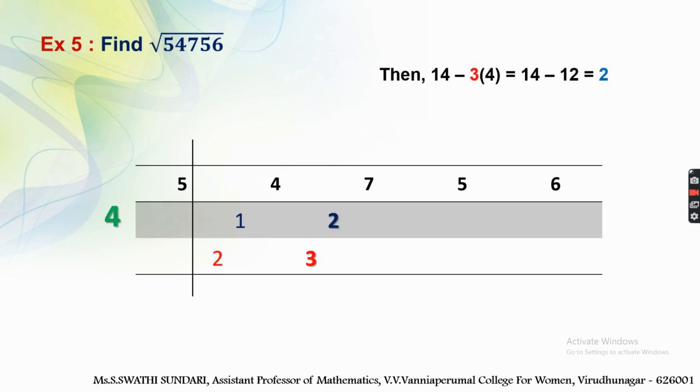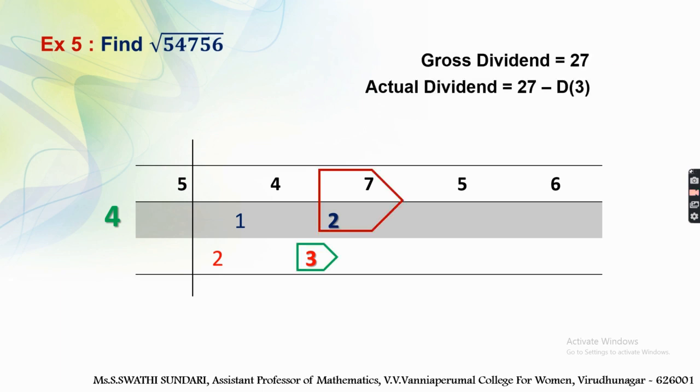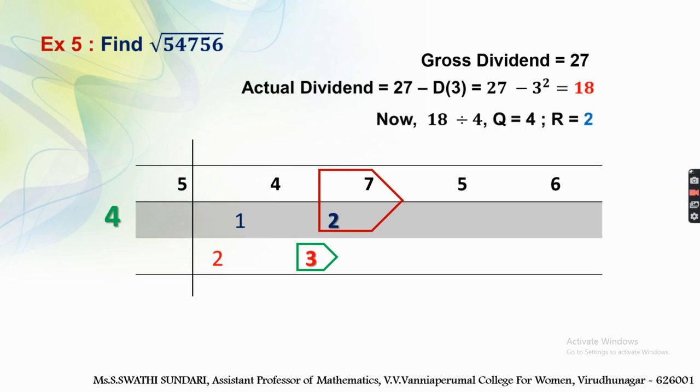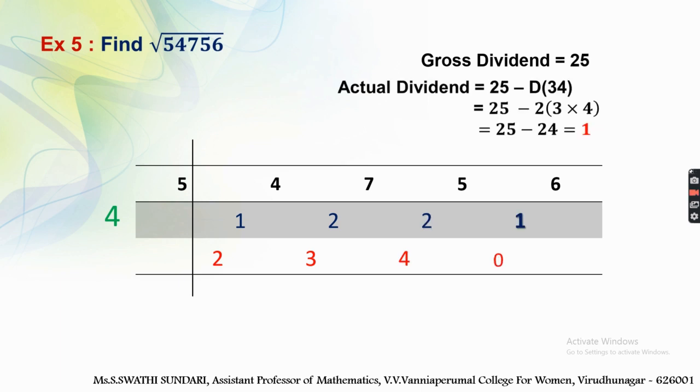So we have to place the remainder and quotient in the respective places, and here the gross dividend is 27 and the actual dividend will be 27 minus duplex of 3. That is 27 minus 3 squared which is 18. And now 18 is divided by 4, we get the quotient 4 and the remainder 2. And now the gross dividend is 25 and the actual dividend is 25 minus duplex of 34. So 25 minus 2 into 3 into 4 equals 25 minus 24 which is 1. Therefore 4 is the third digit of the square root and 1 is the remainder.